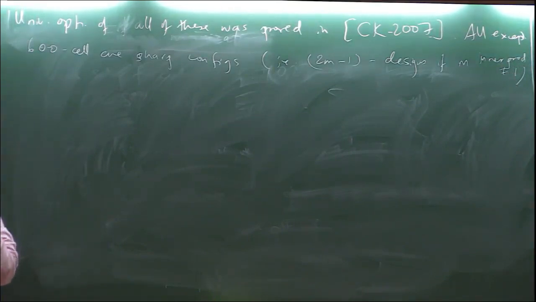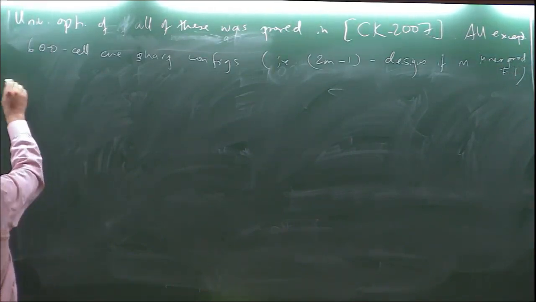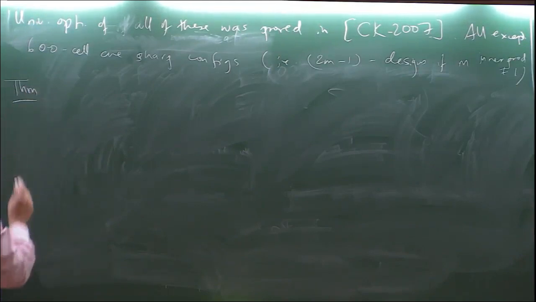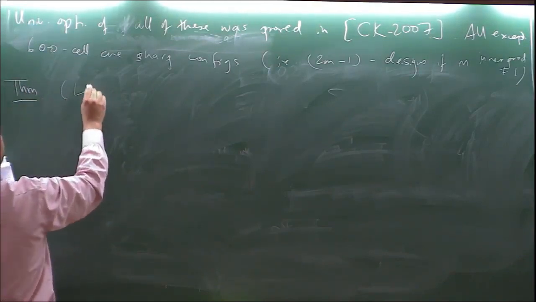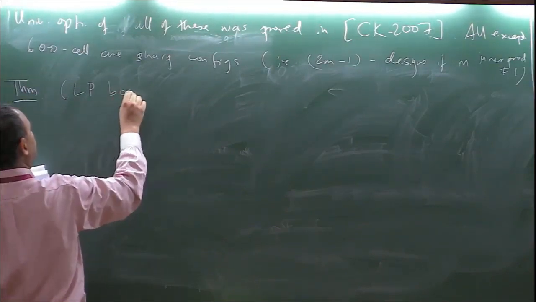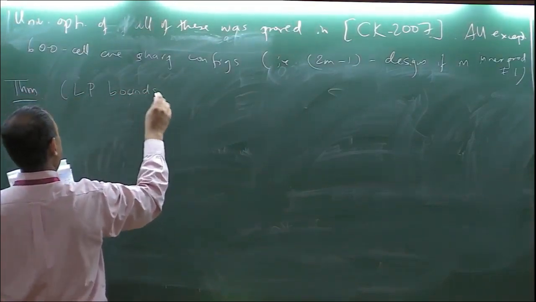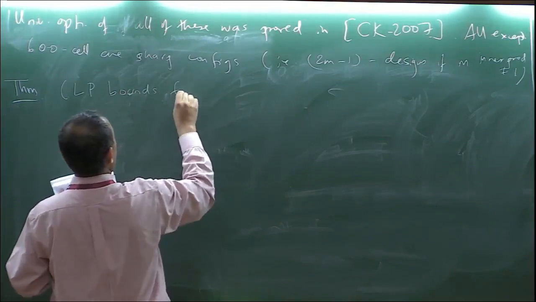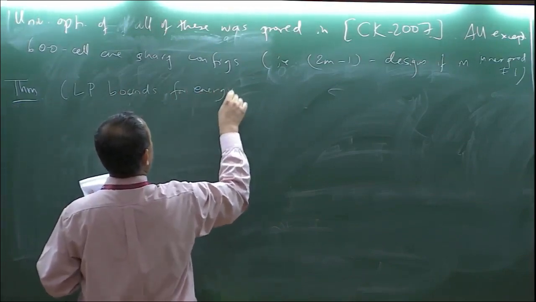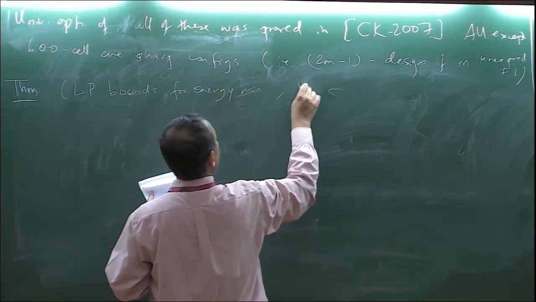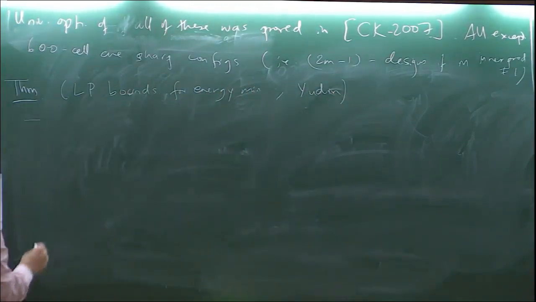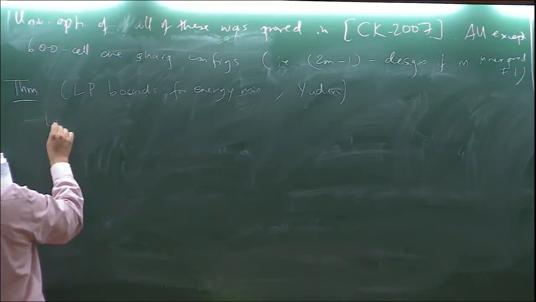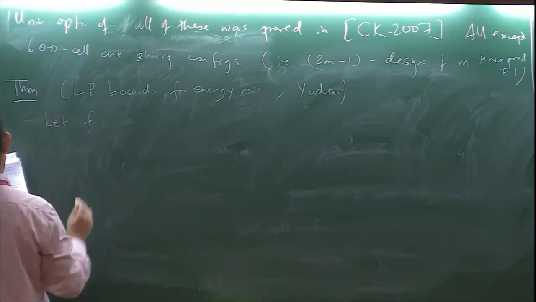How do you prove that any of these are universally optimal? You use the LP bounds for energy minimization, which were proved by Yudin. These were done by Yudin. Okay, so what does it say? And so again, it's a very nice, elegant statement and proof.